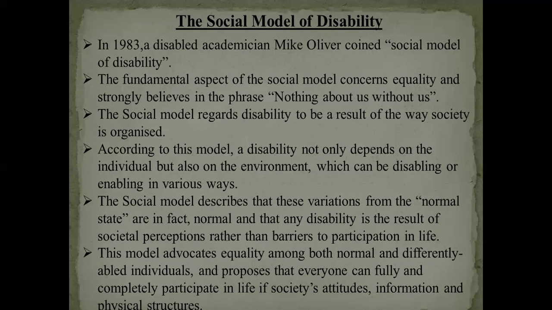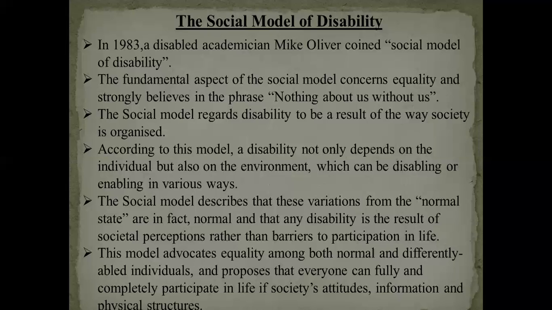It is about equality, and it strongly believes in the phrase, nothing about us without us. That is, this model is trying to include disabled people into the society we live in. The social model regards disability as a result of the way society is organized. We can't just say that a particular person is handicapped, born that way, and so and so is his impairment. If it goes like that, then it is the medical model.